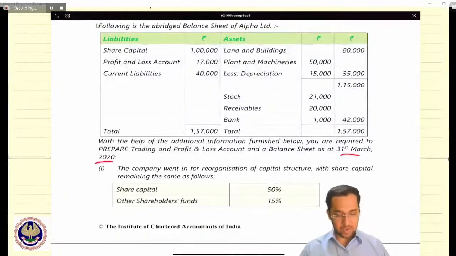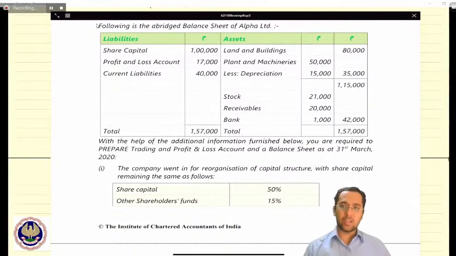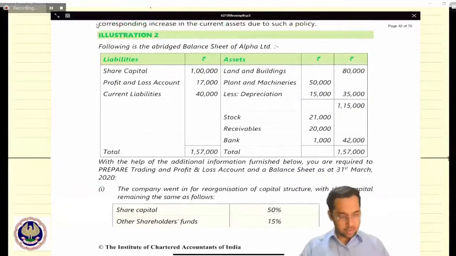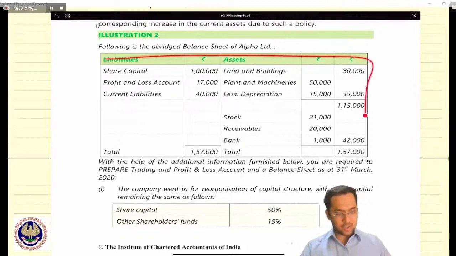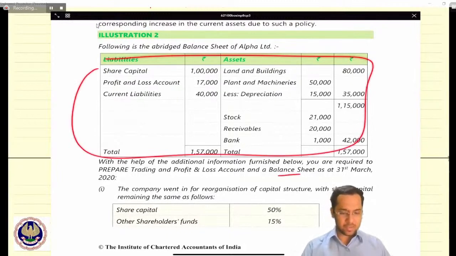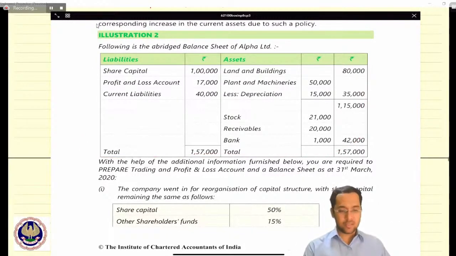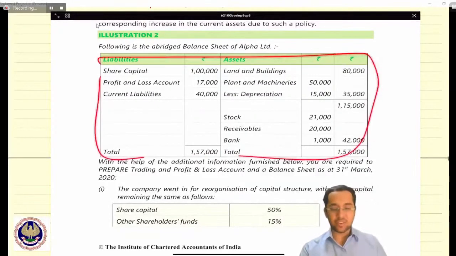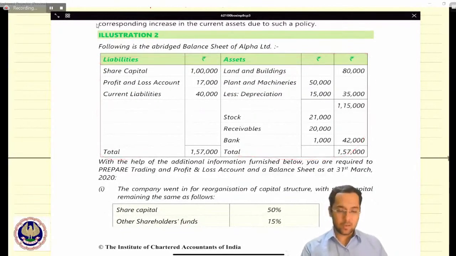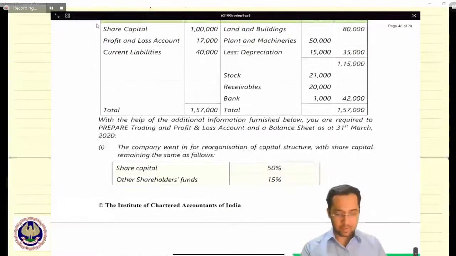The abridged balance sheet is given, and they want us to prepare the P&L. Why are they asking us to prepare a balance sheet when it is already given? It is common sense that this may be our balance sheet in the beginning. Let's see what all things we can get from the question.